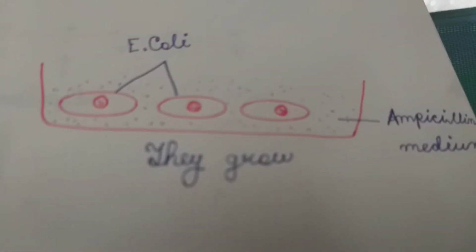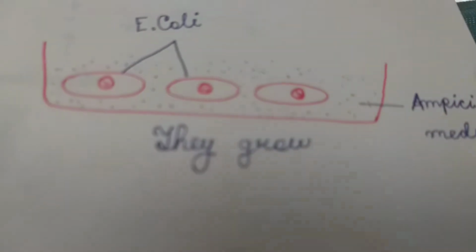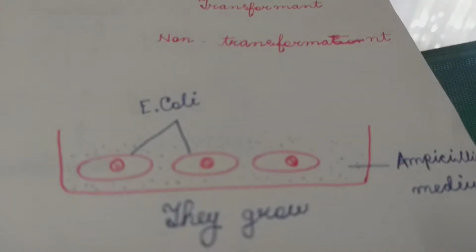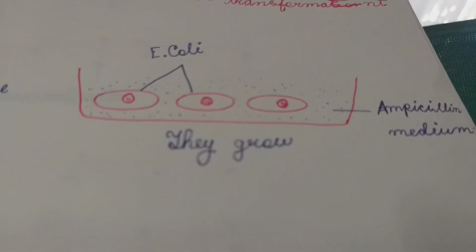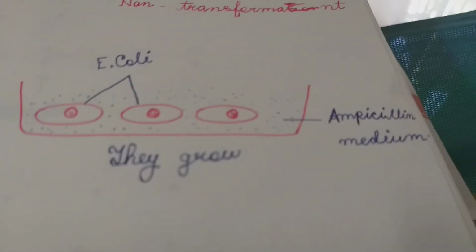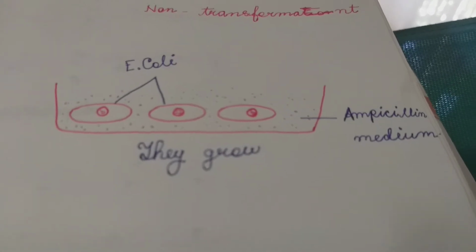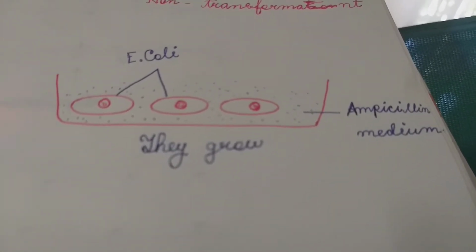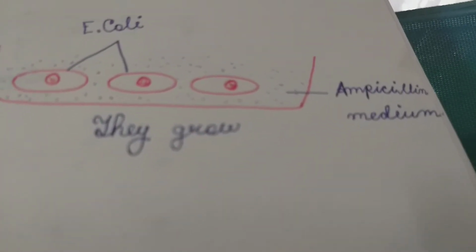Now if you grow the E. coli bacteria which have ampicillin resistance gene in a medium which contains ampicillin, they will grow because these bacteria are resistant to ampicillin. They can resist the action of ampicillin antibiotic.